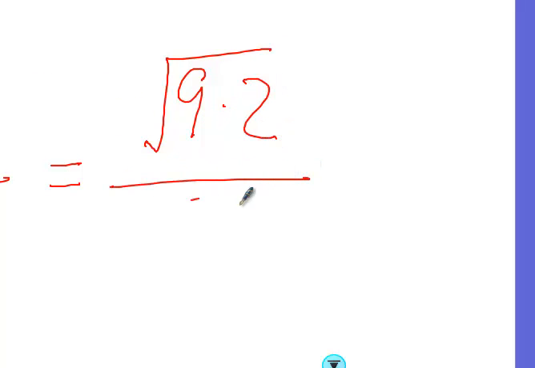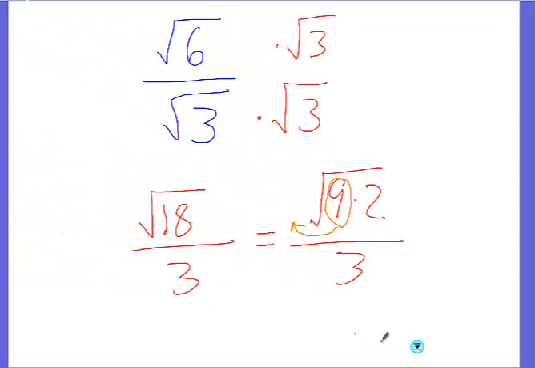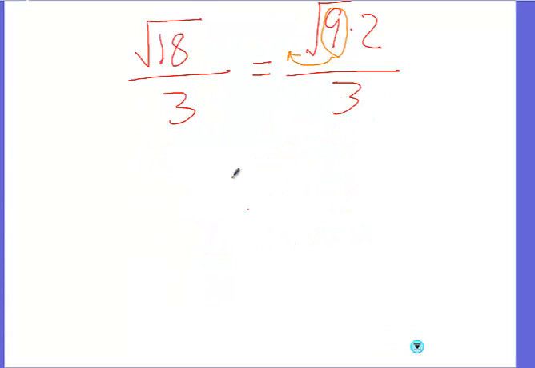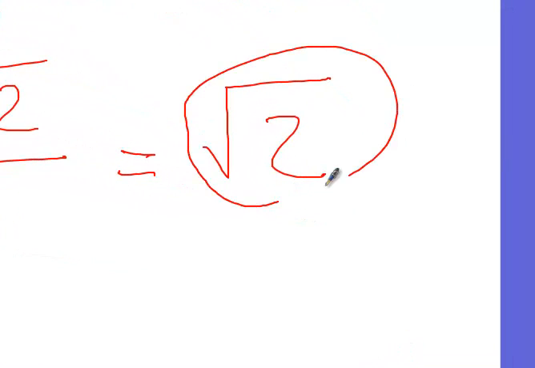We know that radical 18 becomes the square root of 9 times 2. Okay, since 9 is a perfect square, we can bring it out front. So it becomes, the square root of 9 is 3, so it becomes 3 square root of 2 over 3. Well, 3 divided by 3 is 1. They cancel, and you're just left with the square root of 2.